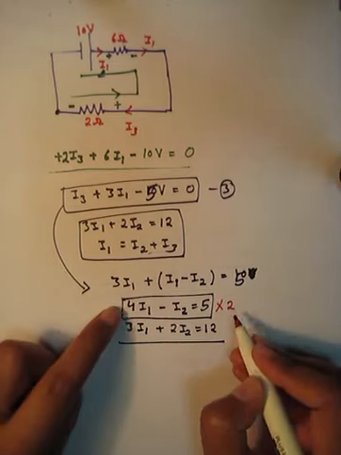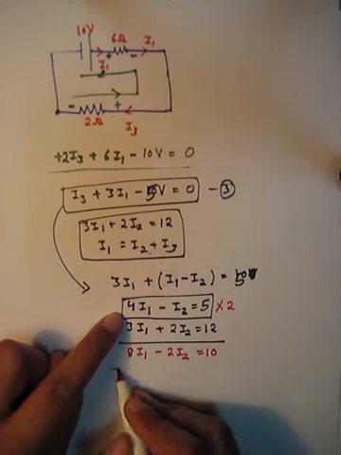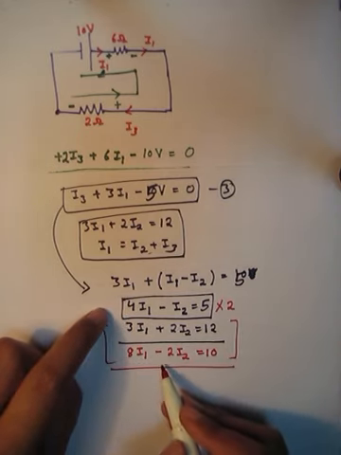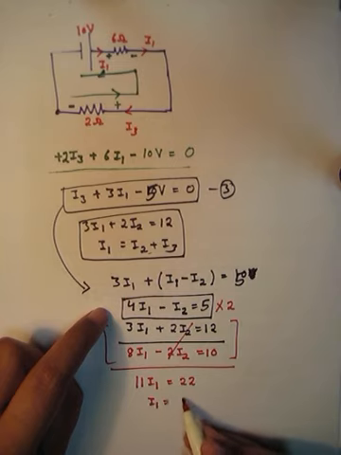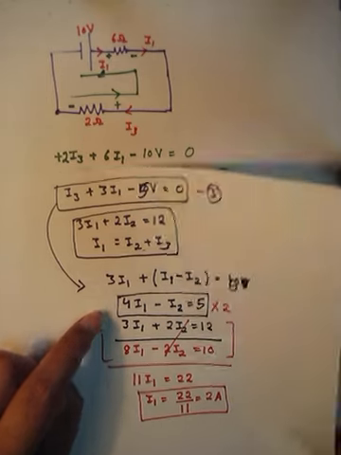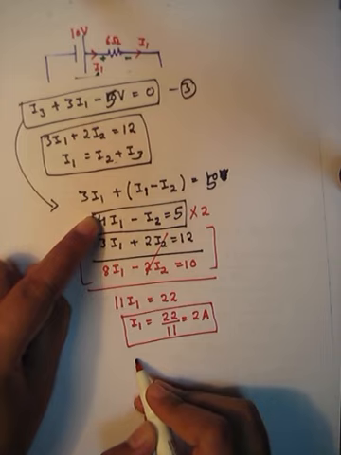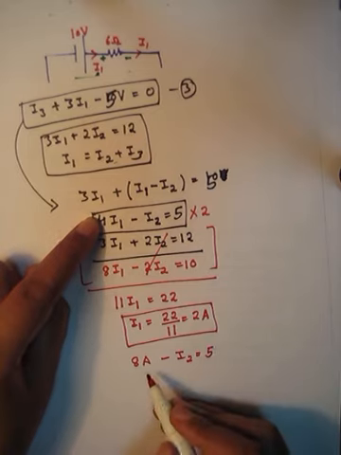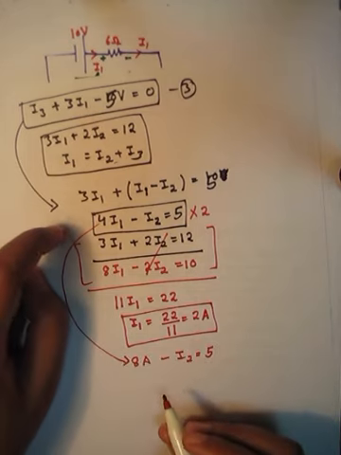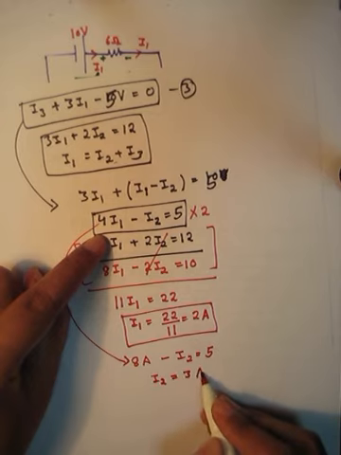So multiply it with 2. So it will be 8I1 minus 2I2 is equal to 10. So then these get cancelled, and 11I1 will be equal to 22, and I1 will be equal to 22 upon 11, which will be 2 amperes with a positive sign. Now you know what is I1, so from here you can find out what is I2. So 4 times I1, which is 8 amps, minus I2 will be equal to 5. So if you put the value of I1, I2 will be equal to 3 amps.